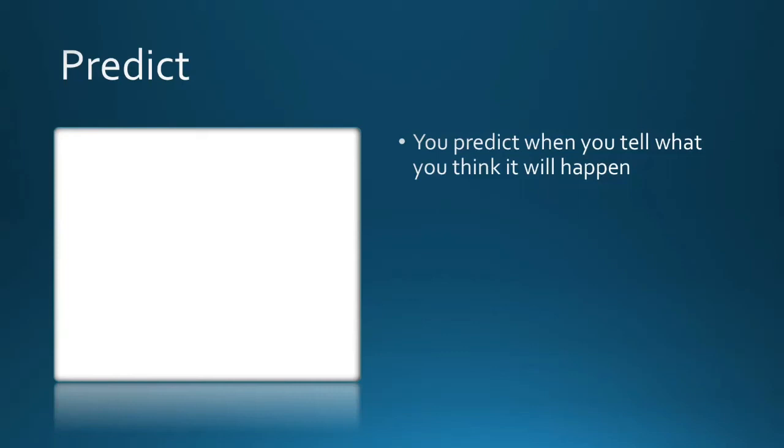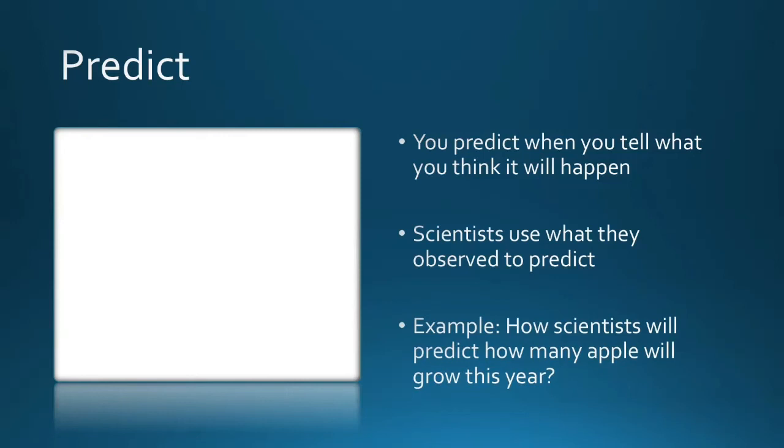When you tell what you think will happen in the future. Okay, scientists use what they observe to predict. So first, they should observe to predict. What is the example here?